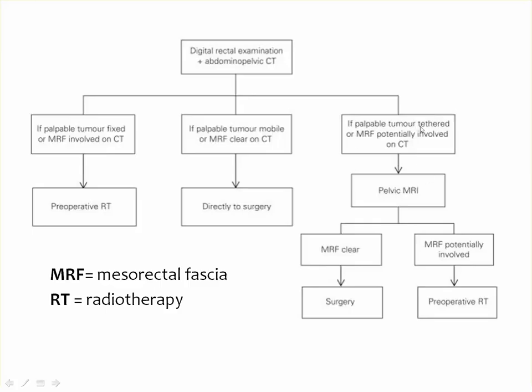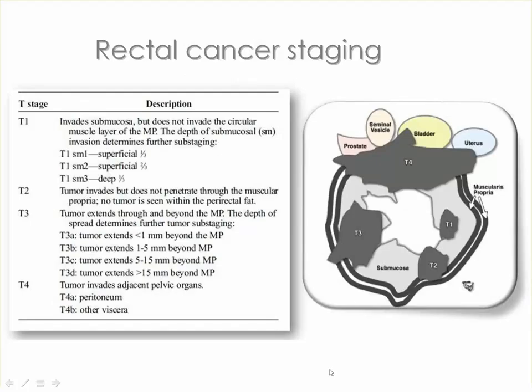If the palpable tumor is tethered, means fixed, or the mesorectal fascia is potentially involved, looks to be involved, then you go to MRI. If the mesorectal fascia is clear, go to surgery. If the mesorectal fascia is involved, then go to preoperative chemoradiation. And these are the rectal cancer staging.